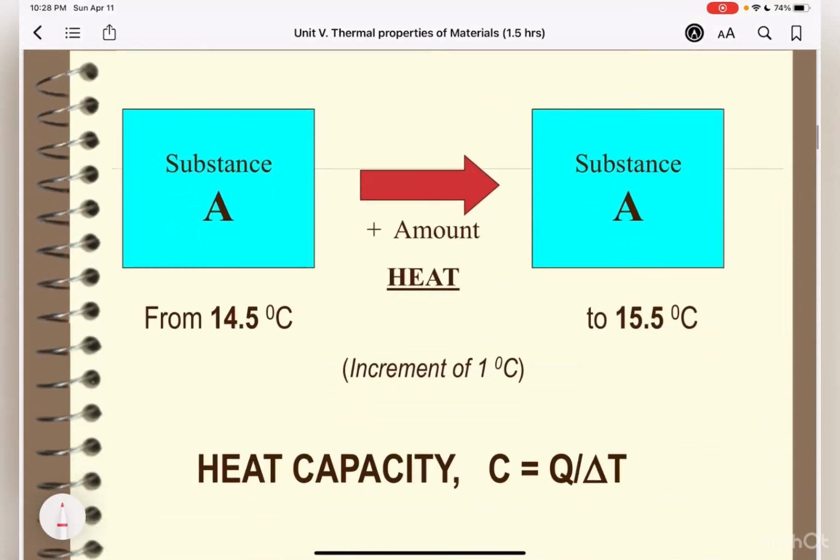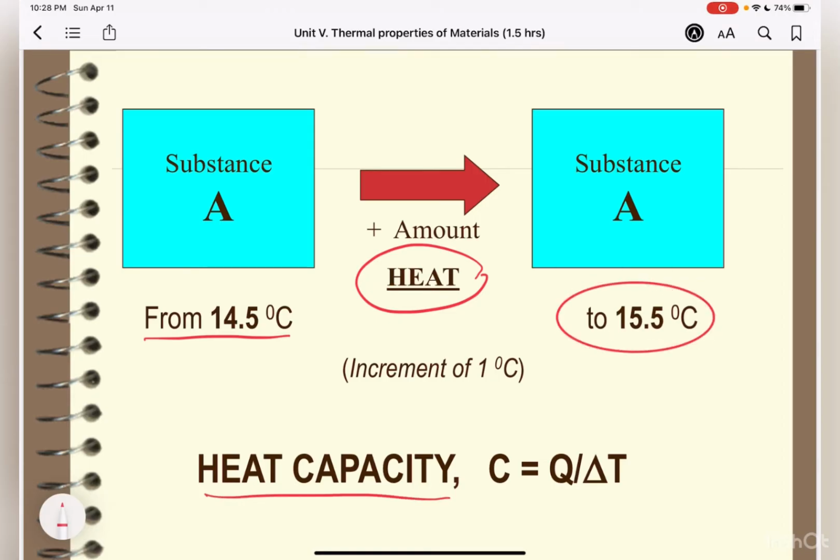So for example, if I have substance A, and the original temperature is 14.5 degrees Celsius, the amount of heat to raise the temperature to around 15.5 is what we call heat capacity, given by the equation C = Q/ΔT.